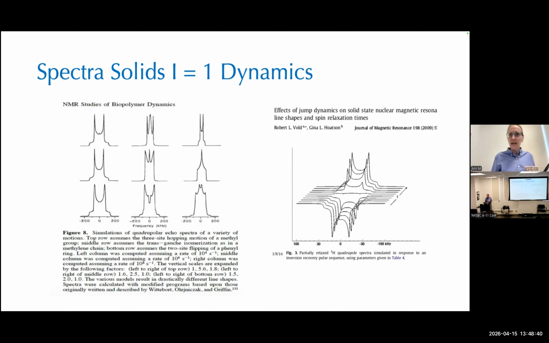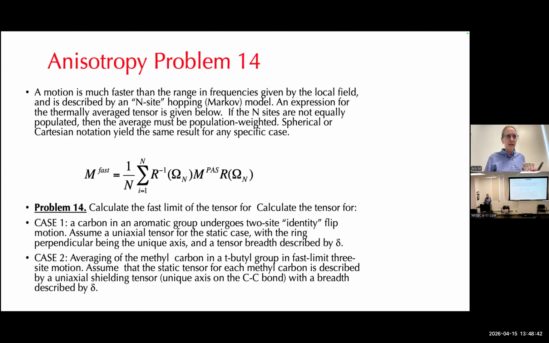Now I'm going to use that as a way to do a quick review of a homework problem that I think we already looked at in class. I think Anish looked at this a little bit. I looked at it a little bit. I will look at it one more time. So a motion could be much faster than the range of frequencies given by the local field, whether that's quadrupole or dipole or CSA. And you can describe it by an n-site or a Markov model, assuming that they're equally populated.